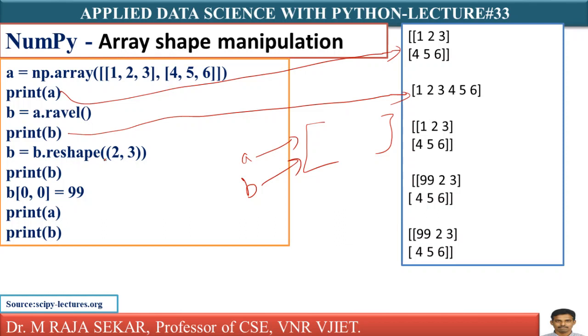B.reshape(2, 3). What is my B array? B array is 1, 2, 3, 4, 5, 6. So 2 times 3, 6 elements I need. Therefore, it will reshape to 2 by 3. Print B means what will you get? You will get this one, isn't it? You will get this one.